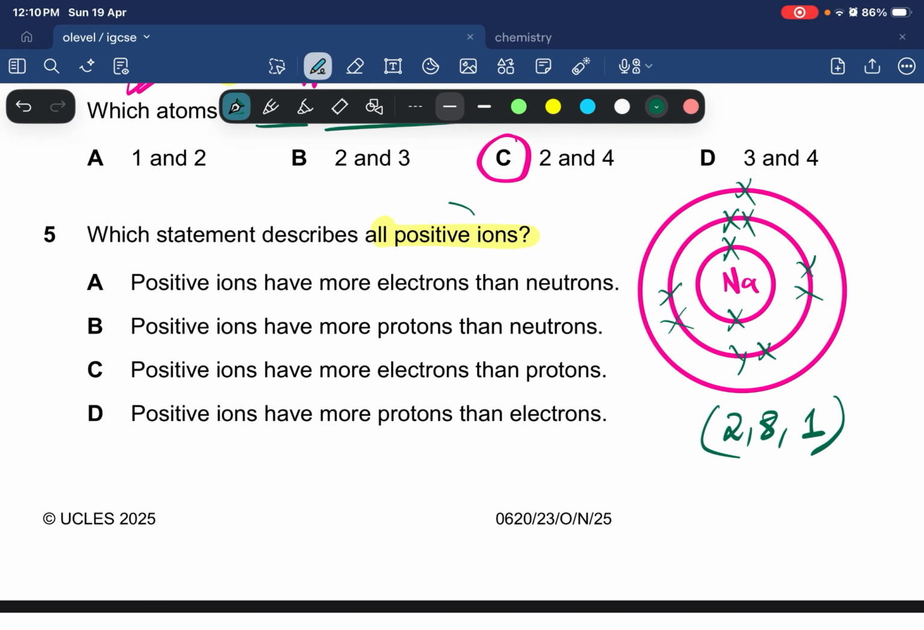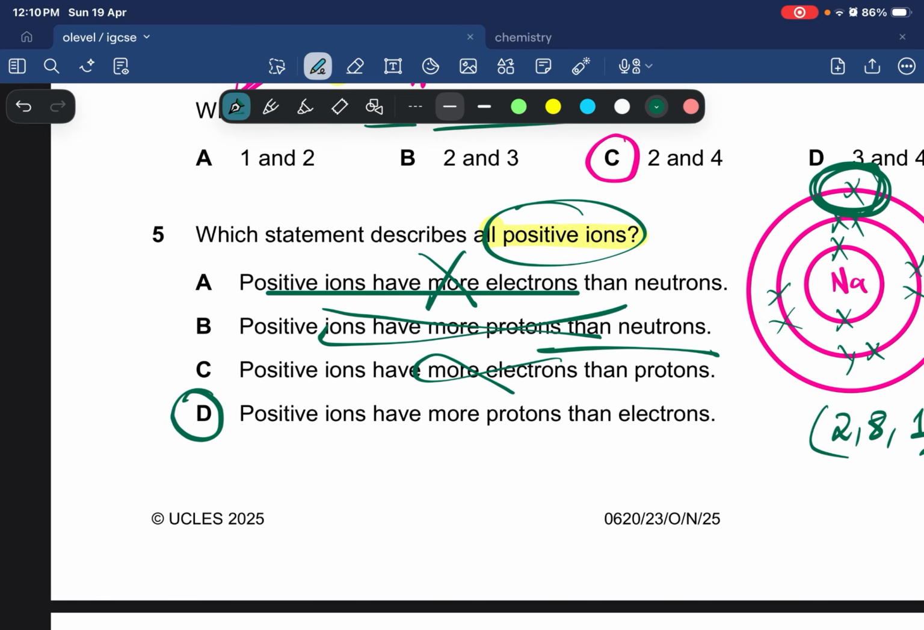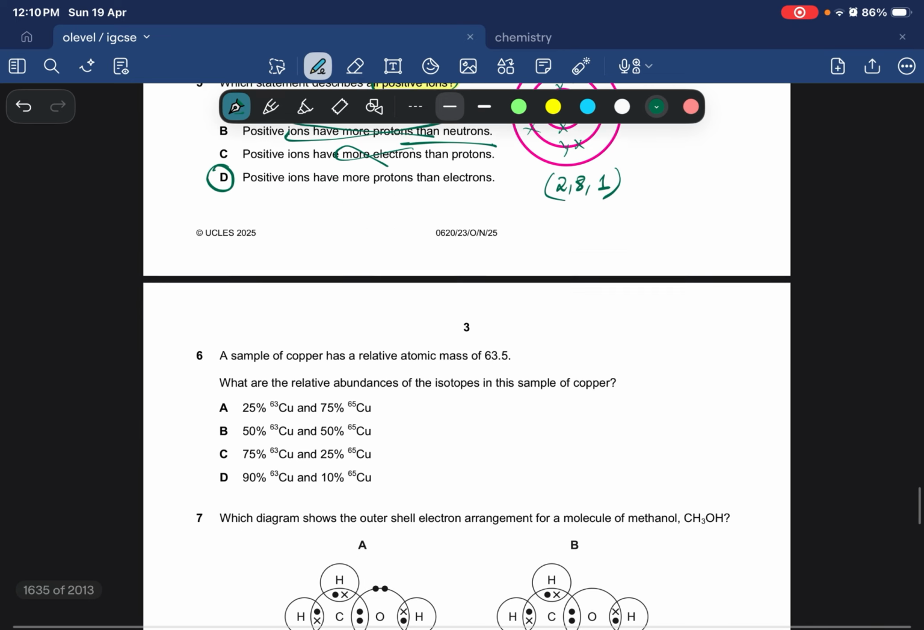So to form positive ions, you need to lose electrons so that you have more protons compared to electrons. Positive ions have more electrons. No, they have more protons than electrons. Since you're losing electrons to form a positive ion, the protons are eventually going to be more.